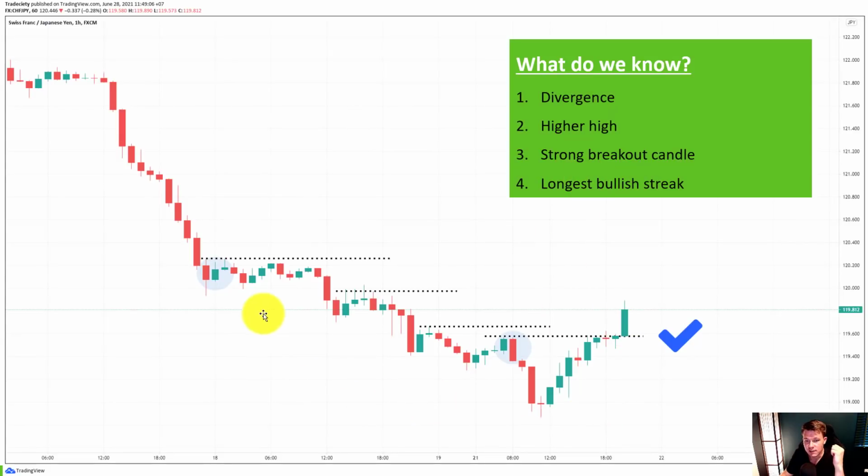So now we still have our divergence, point 1. Now, however, something significantly has changed. And now you can see, whereas previously the price kept making lower highs and lower lows, now we have a higher high. This candle broke through the last 2 highs. So we have an active trend structure change. Higher high, a strong breakout candle, and the longest bullish streak that we have seen.